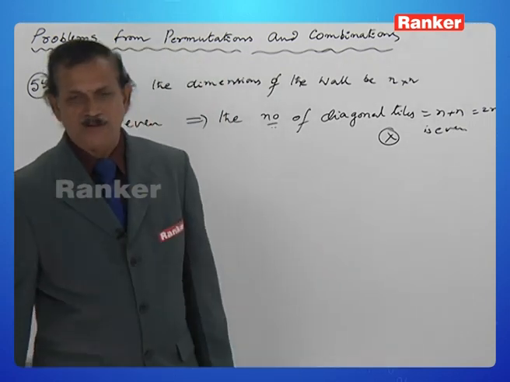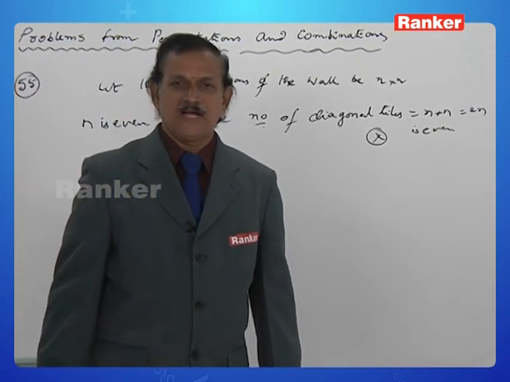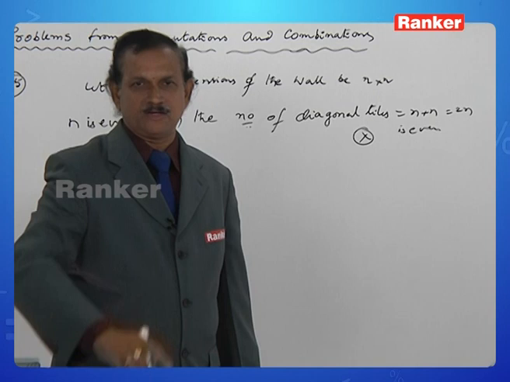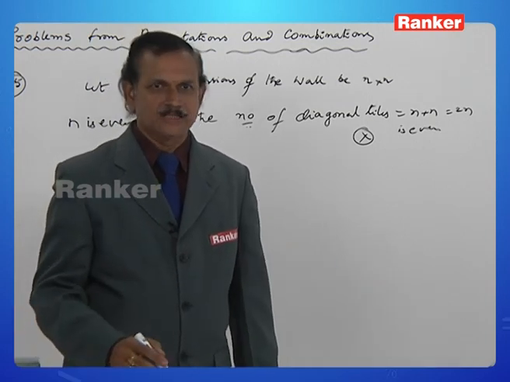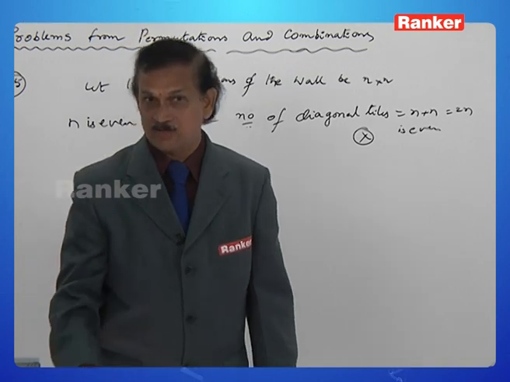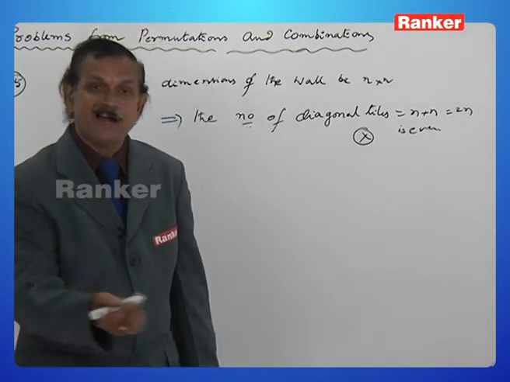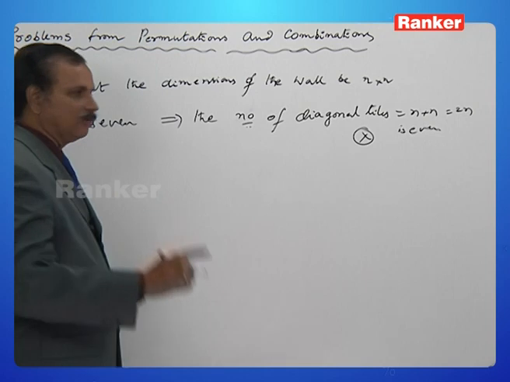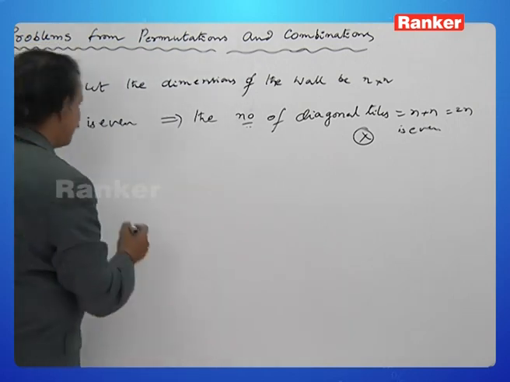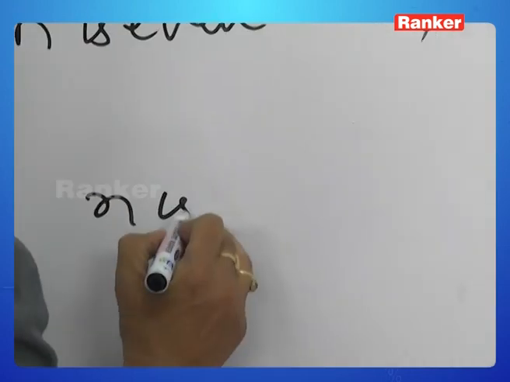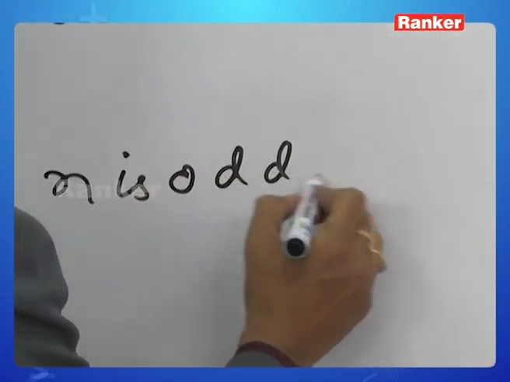Why is it not possible? The total number of diagonal tiles used is 121. That is the number of blue tiles, nothing but the number of tiles used along the diagonal, is 121, which is an odd number, not even. Therefore, n is not even. Then n must be odd.